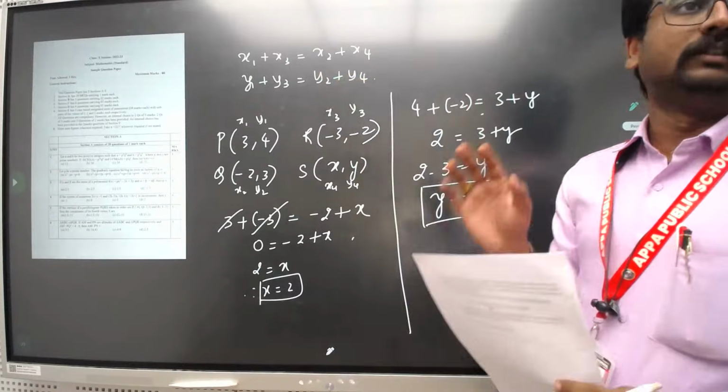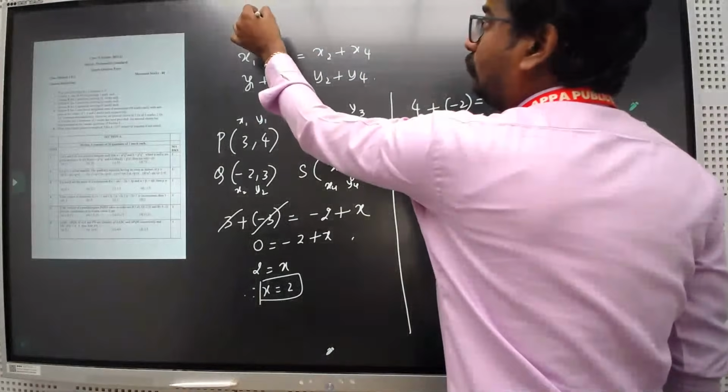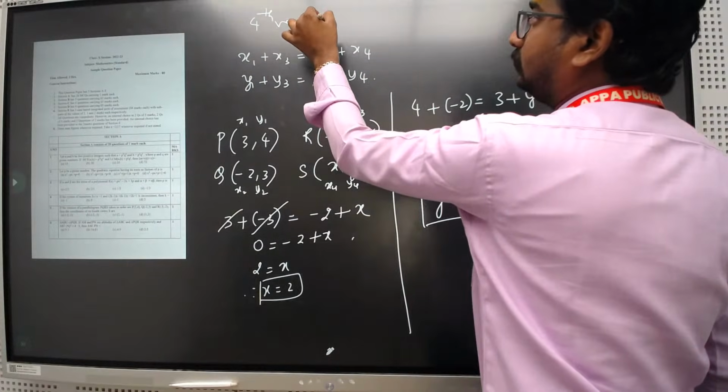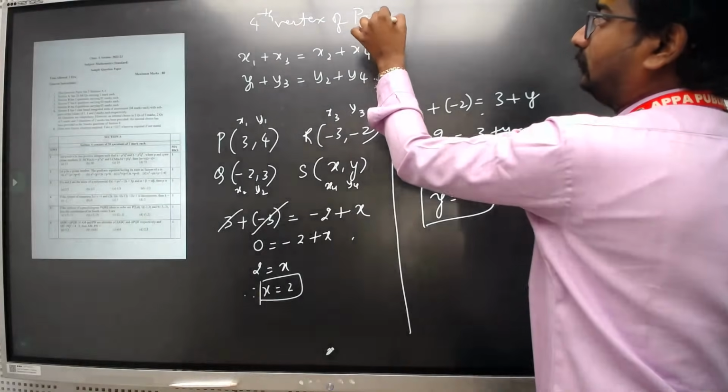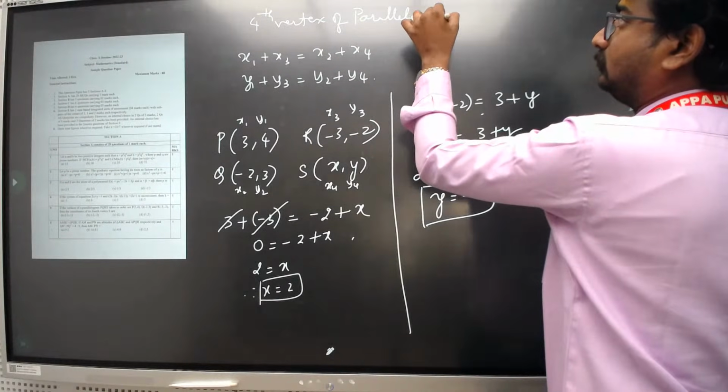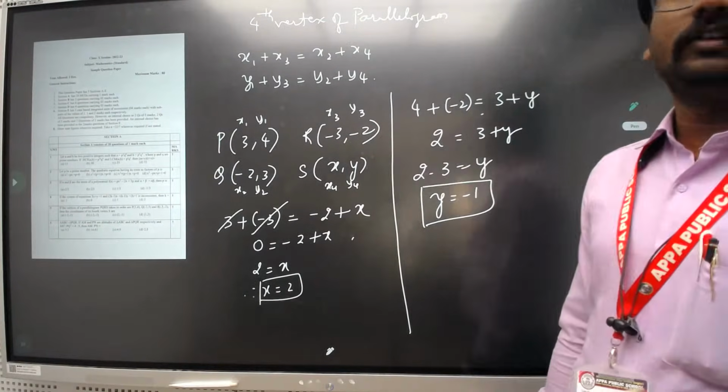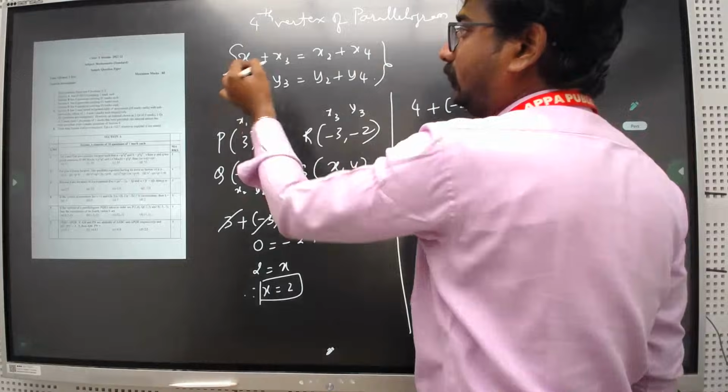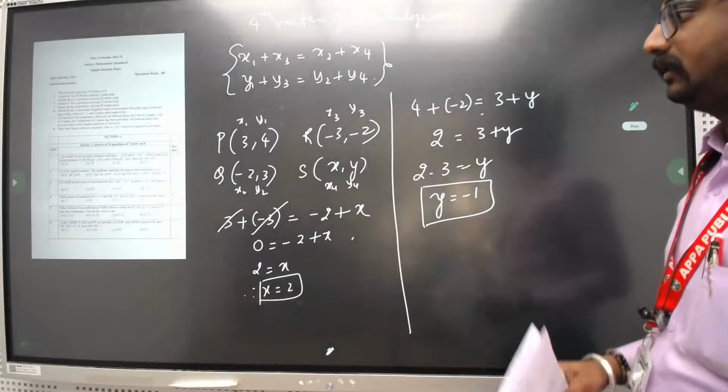Remember this formula to find the fourth vertex of a parallelogram. Fourth vertex of the parallelogram. So this formula will be helpful. Copy down. Write fast.